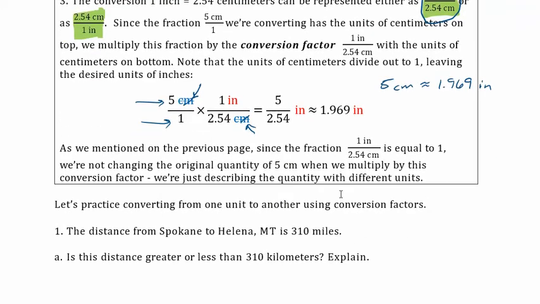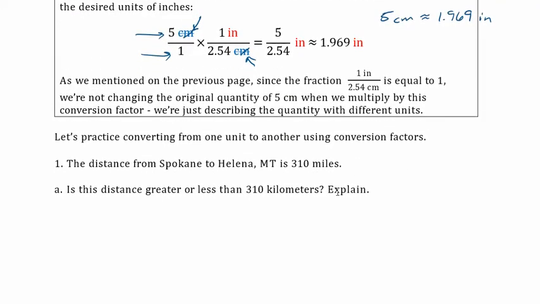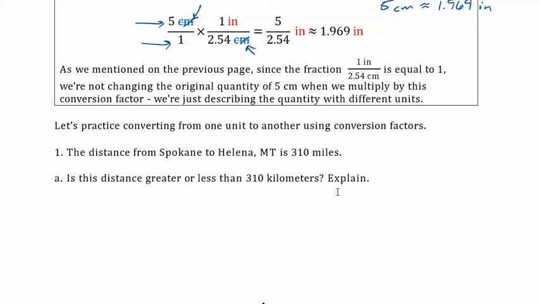All right, let's practice another one. The distance from Spokane to Helena, Montana is 310 miles. So what we're going to do is we're going to convert this to kilometers here on the next problem. 310 miles is how many kilometers? But before we do this, let's practice again our common sense. Is this distance greater or less than 310 kilometers? Which is more distance? If you didn't like driving, would you rather go 310 miles or 310 kilometers?